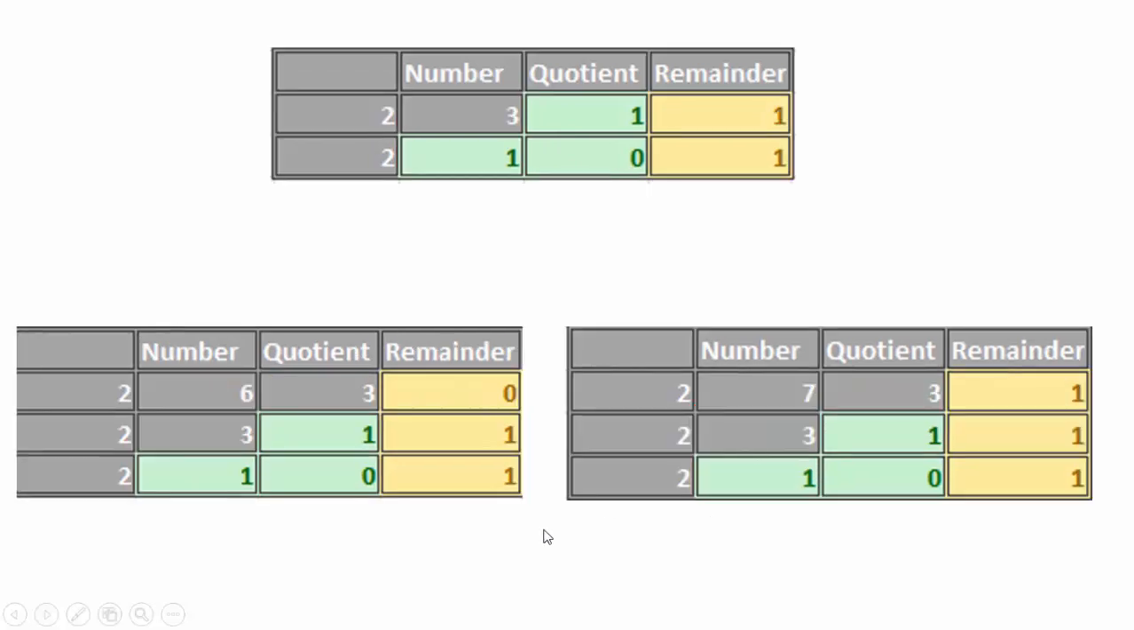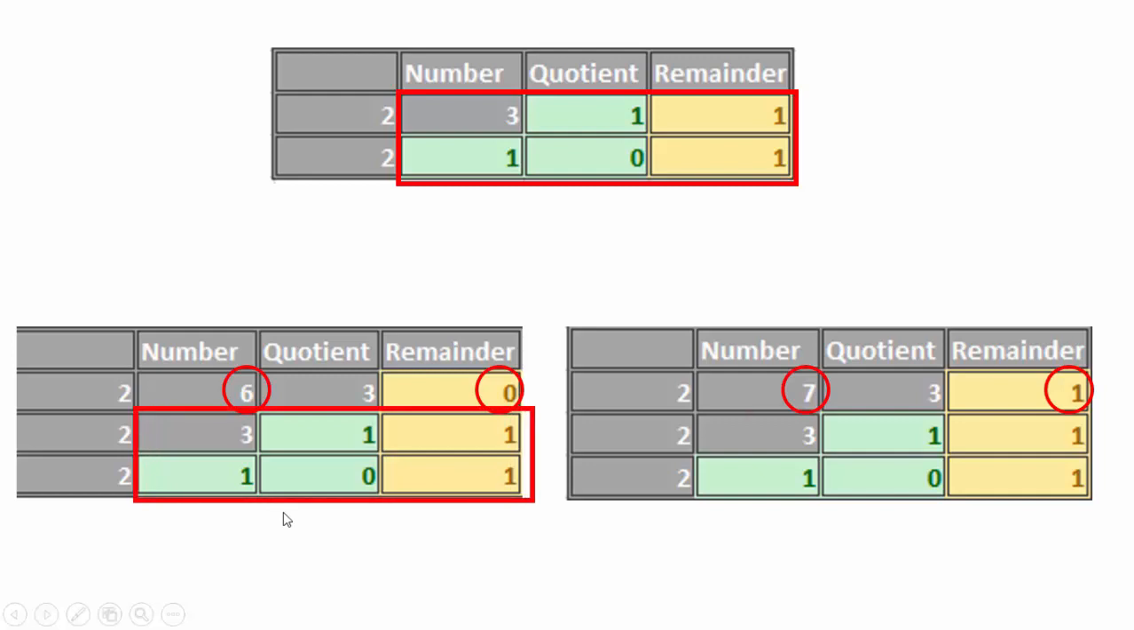Let us consider 3 more numbers, 3, 6 and 7. For 6, as we have said, the LSB is 0. And for 7, the LSB is 1, depending upon whether the numbers are even or odd respectively. And the remaining stages are same or repeated as for number 3.